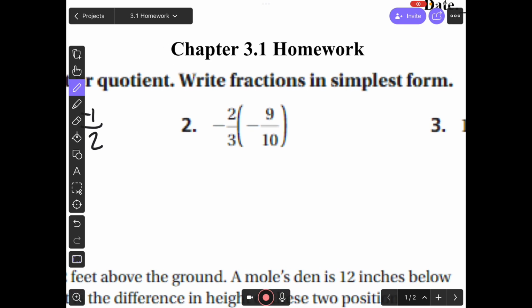For number 2, I have -2/3 times -9/10. Cross simplifying, 9 and 3 are both divisible by 3. So I can do a 1 and a 3. 2 and 10, those can be simplified both by dividing by 2. -1 times -3 is positive 3. 1 times 5 is 5.